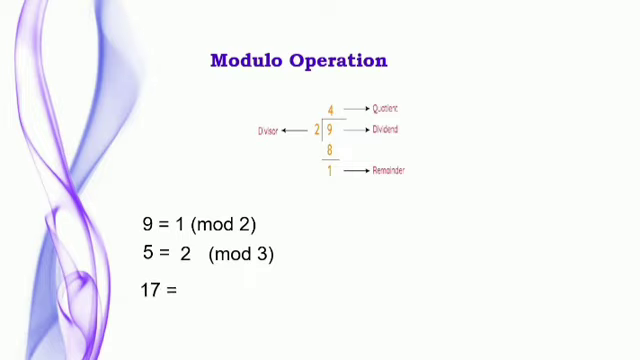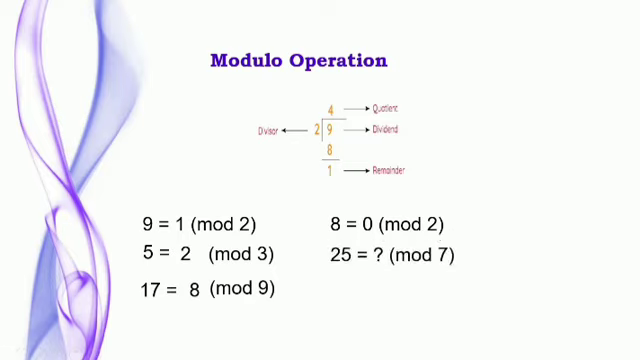Similarly, 17 modulo 9 is 8. See another example: 8 modulo 2 is 0, because when 8 is divided by 2, we get the remainder 0. And 25 modulo 7 is 4. And 8 modulo 5 is 3. We all know this. Now 72 modulo 35: 72 divided by 35, the remainder is 2. So 72 modulo 35 is 2.